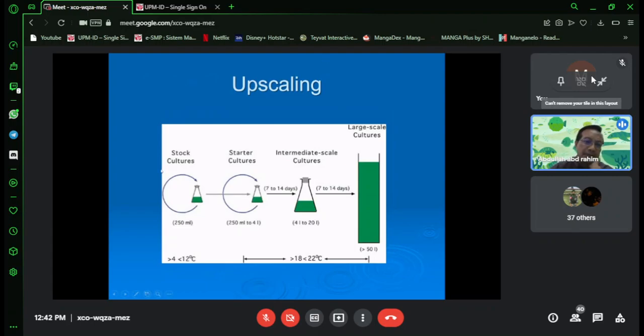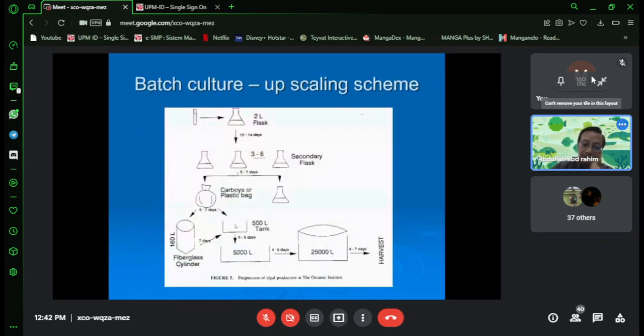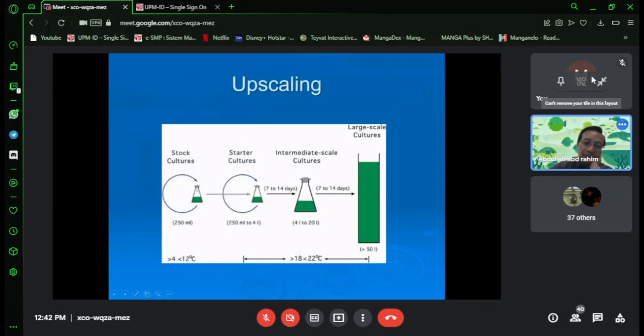So this is also one example of upscaling from stock culture to 150 ml. To get the stock culture, you start with your inoculum. Remember the term inoculum. You can get it from your own, or from other places, or you can buy it, it's okay. From the inoculum, you put it into a 250 ml flask, and it becomes your stock culture. As it grows and multiplies, you go to a bigger culture, the starter culture here. After a few more days, sometimes even 1 to 2 weeks, you have the intermediate culture, which is already 4 to 20 liters. Then you add to your large scale culture of more than 50 liters, which can be about 1,000 or 2,000 liters, depending on how you want to do it.